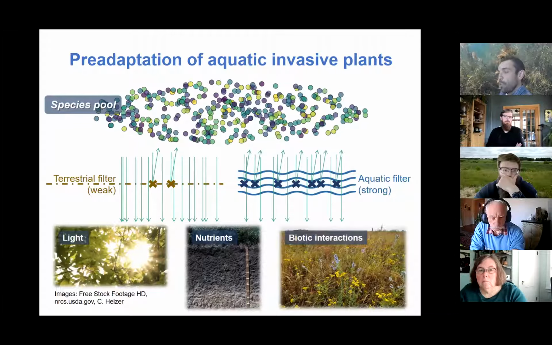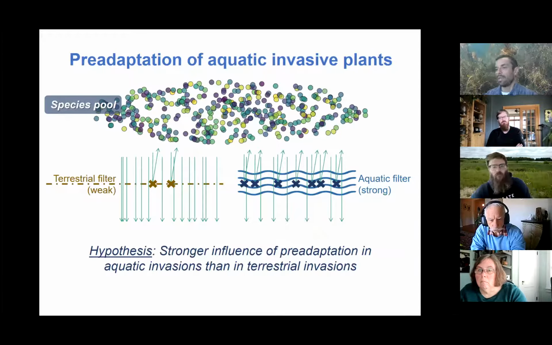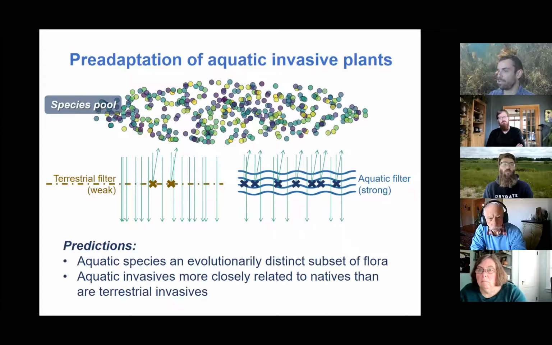Now, obviously, there are many more environmental factors that are important, these other axes like light availability and nutrients, biotic interactions within a habitat. But I would argue that those are potentially secondary limits or secondary filters compared to this first overarching filter of can you live under these wet conditions. If this is the case, it would suggest a stronger influence of pre-adaptation in aquatic invasions than in terrestrial invasions. And coming out of that, we'd expect to see a pattern of aquatic species being an evolutionarily distinct subset of the flora that have this ability, and aquatic invasives being more closely related to natives than terrestrial invasives are.